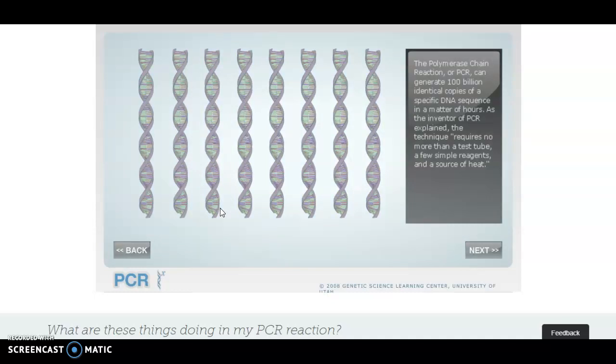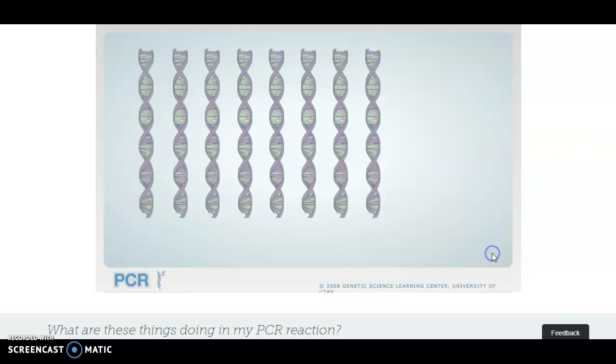That is PCR, which can generate hundreds of billions of identical copies of a specific DNA sequence in a matter of hours. It's crazy, right? As the inventor of PCR explained, the technique requires no more than a test tube, a few simple reagents, and a source of heat. So that's the greatest thing about it. You don't need a whole bunch of crazy material and expensive equipment. A few reagents, a source of heat, and a test tube, and you can do these kinds of reactions yourself.